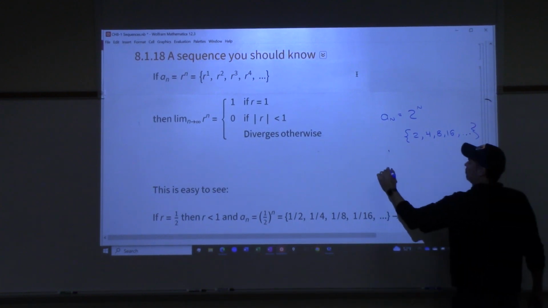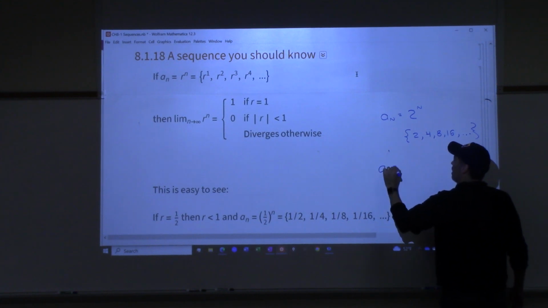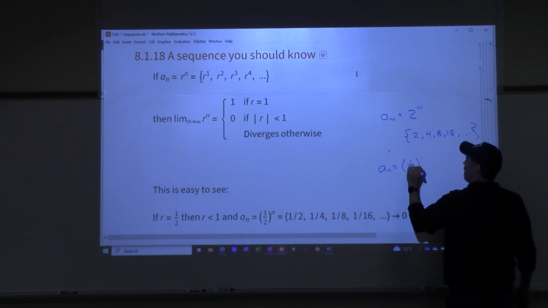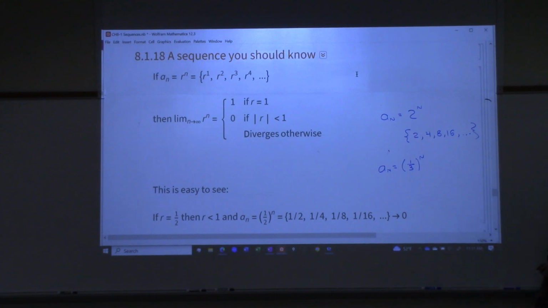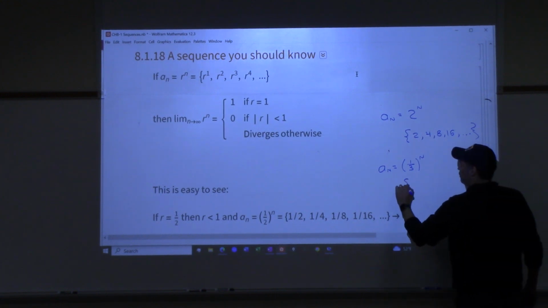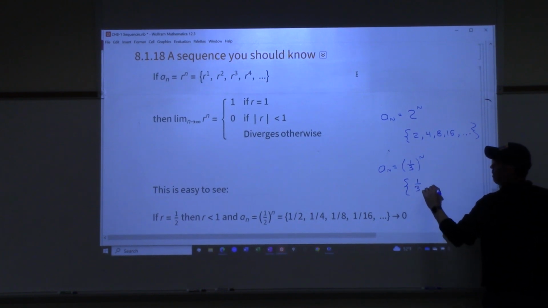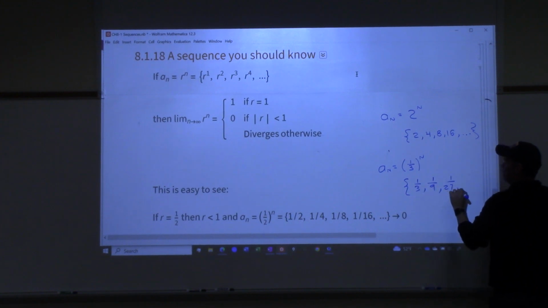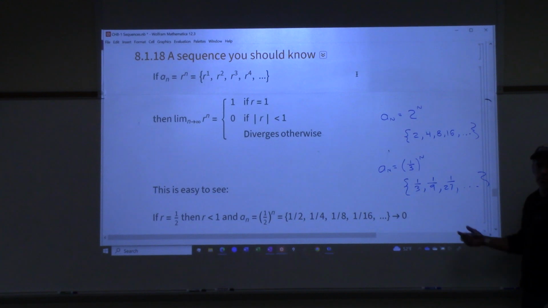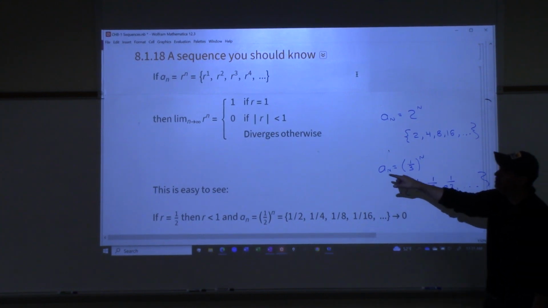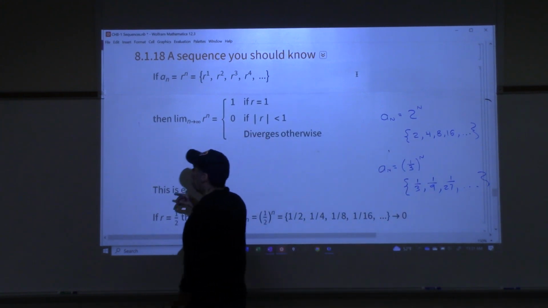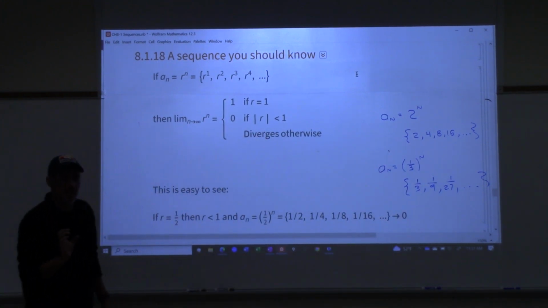Another example: a sub n equals 1/3 to the n. This is the sequence what? 1/3, 1/9, 1/27, dot, dot, dot, right? Keep going. You get the idea. The r is the base, and then the n is the exponent. So we could use any number we want as the base, any number we want.